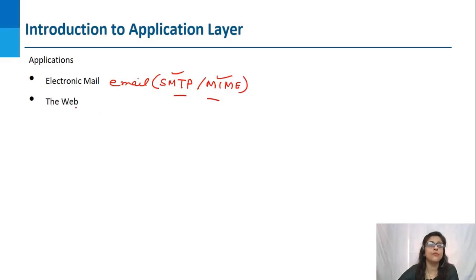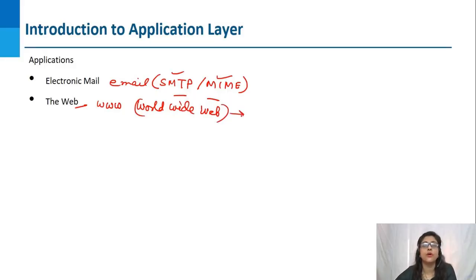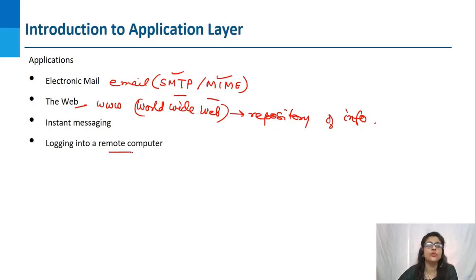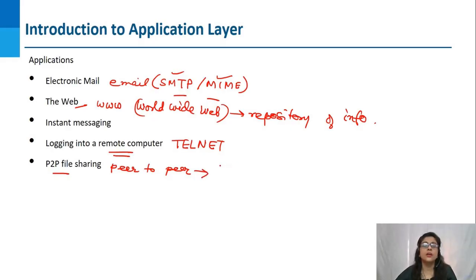We can have the application of web, which is also called the WWW or the World Wide Web, which is basically a repository of information. Then we can also have instant messaging. After that, logging into a remote computer by using Telnet. After that, P2P file sharing. P2P stands for peer-to-peer. Peer-to-peer file sharing does not require any server.